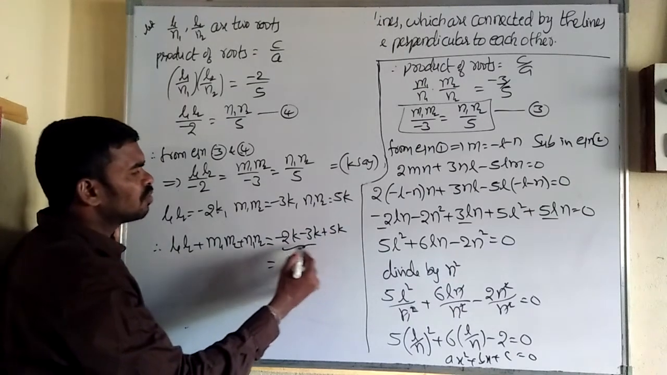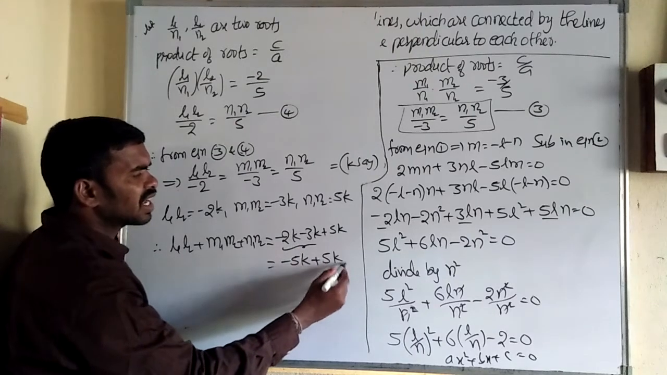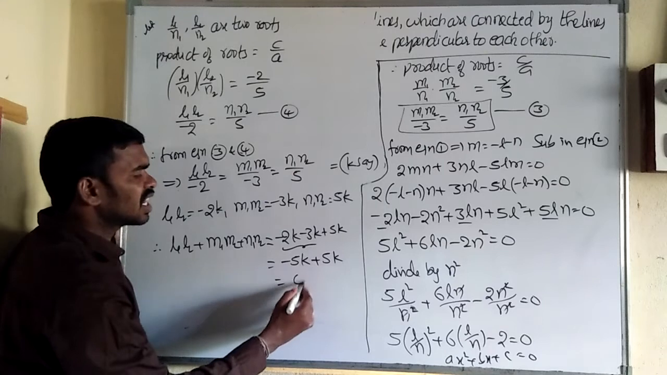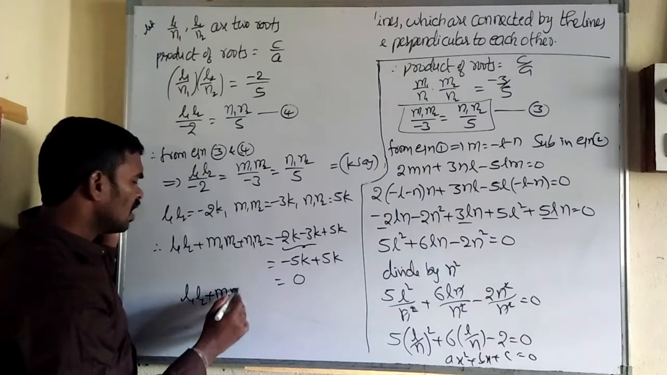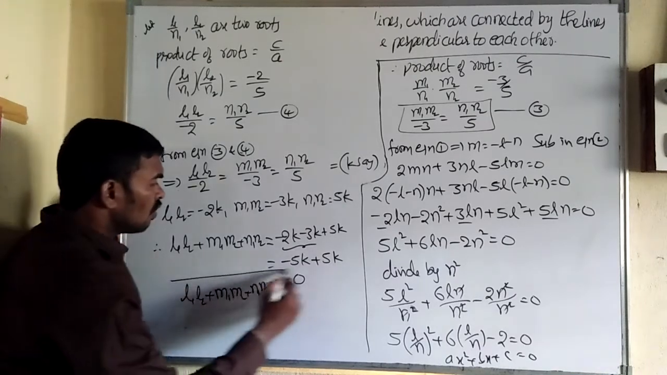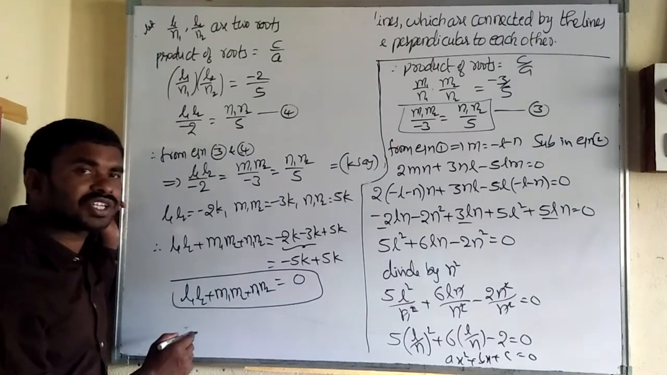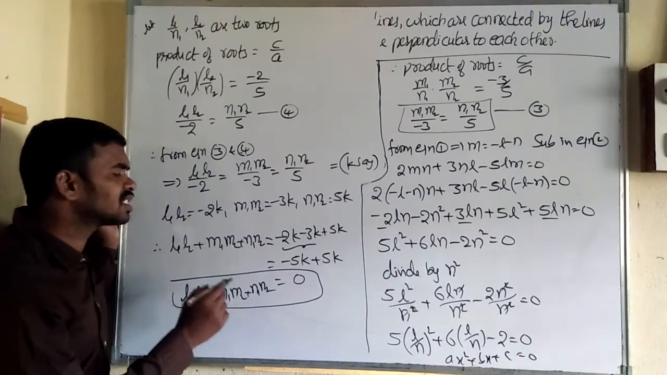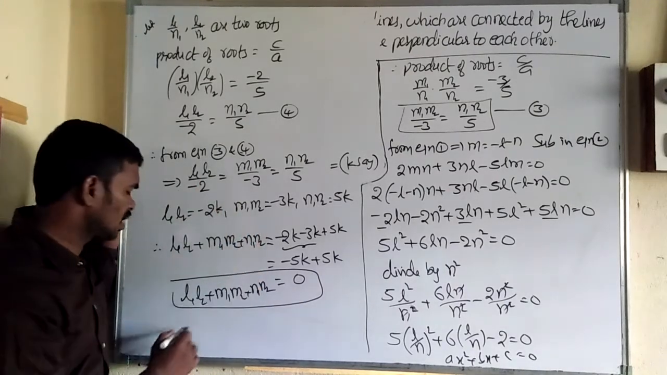Here negative terms, so minus 2 and minus 3 means minus 5 terms k are there and positive 5k terms are there. So 5k minus 5k is 0. Finally, we got L1 L2 plus M1 M2 plus N1 N2 equal to 0. So what does it represent? It represents that if the condition L1 L2 plus M1 M2 plus N1 N2 equal to 0, then two lines are perpendicular to each other.